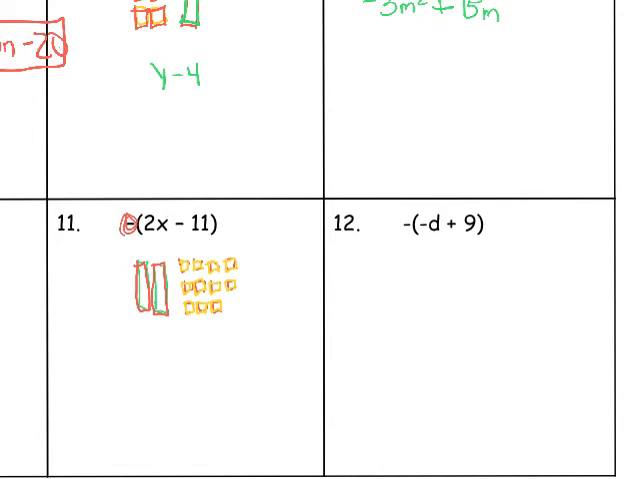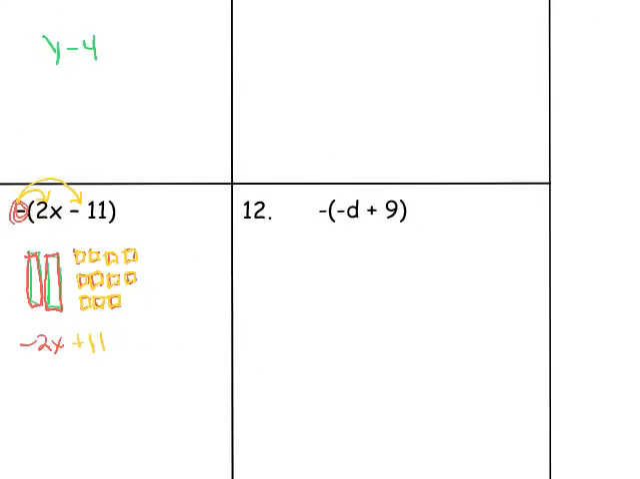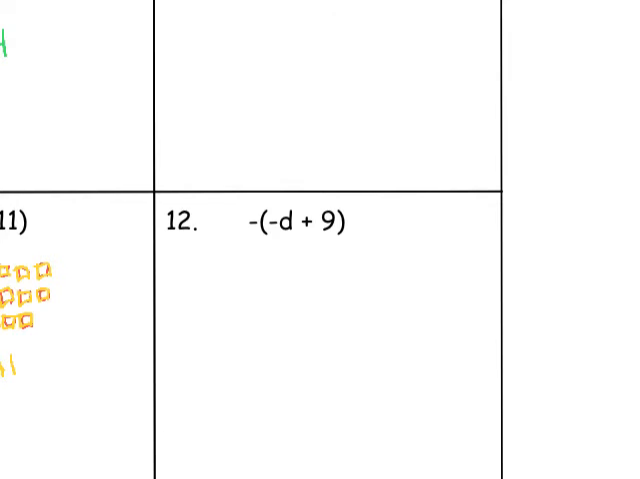We have negative 2x plus 11. So we distribute that negative sign again, we multiply. Negative times 2x is negative 2x. Negative times negative is a positive plus 11. All right, one more. We have a negative variable tile and plus 9 unit tiles.